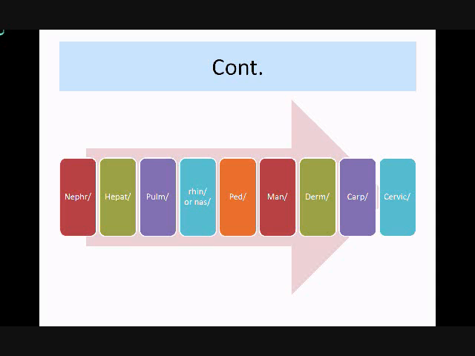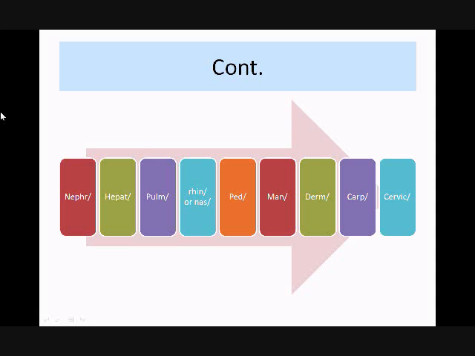Don't you like the arrow going right across? It looks very fancy. Anyway, nephra, right? Nephra is your kidney. Hepat, think of hepatitis, right? It affects people. Well, I shouldn't say people who drink, but you don't have to drink to have hepatitis. Anyway, hepat, all right. Liver.